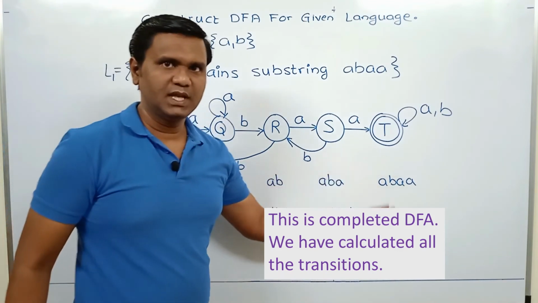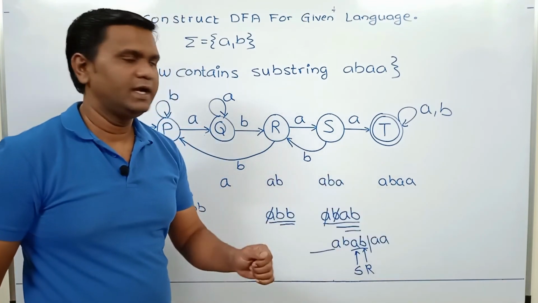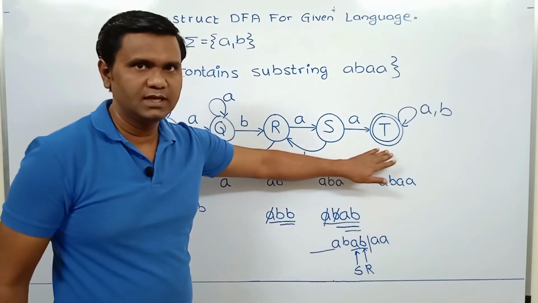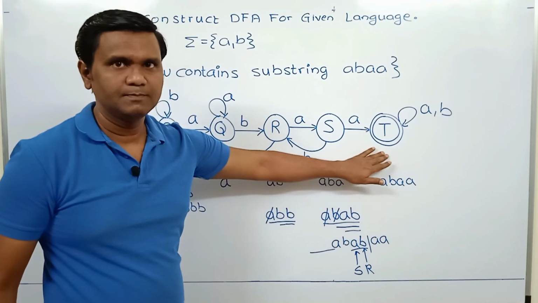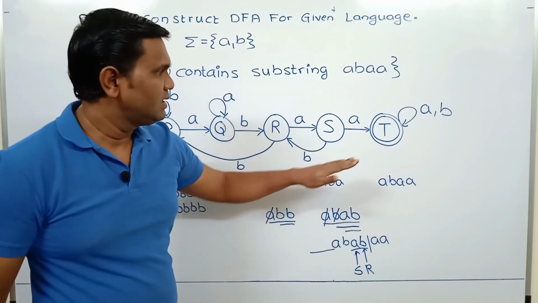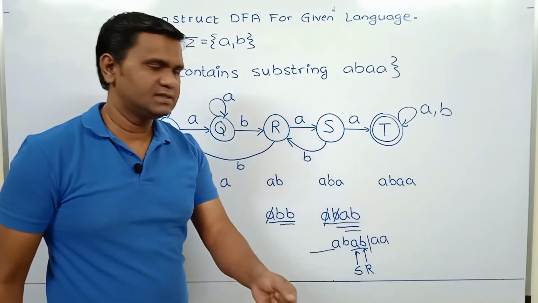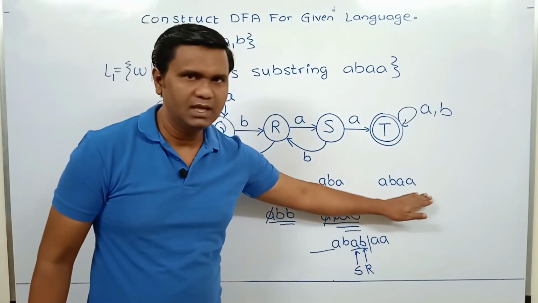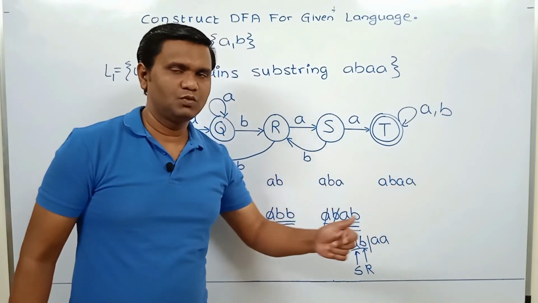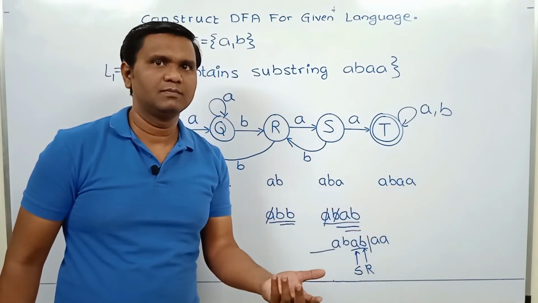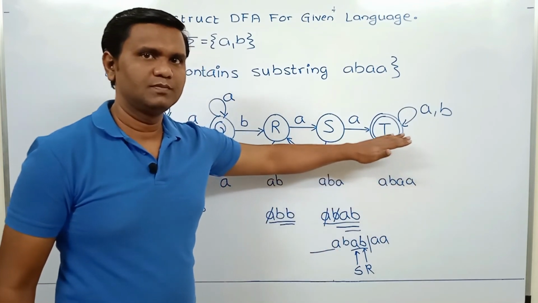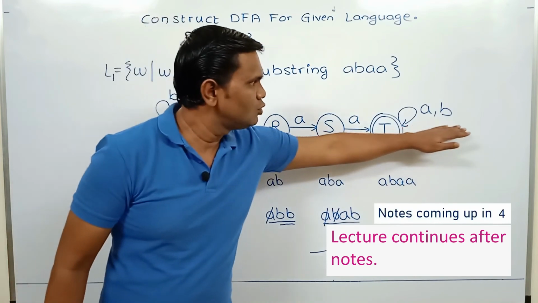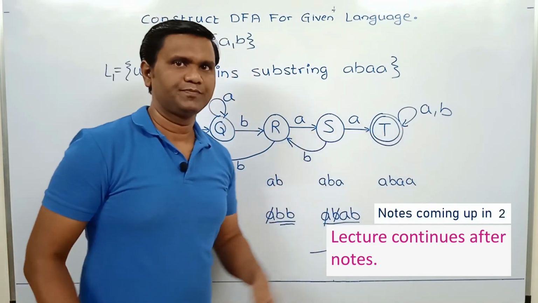In case of substring, we do not have to calculate transitions at the final state, because the significance of state T is that if the DFA is in state T, it means the last four symbols are ABAA. That means we have found the substring ABAA. So whatever comes next, we should process using this loop and accept the string.